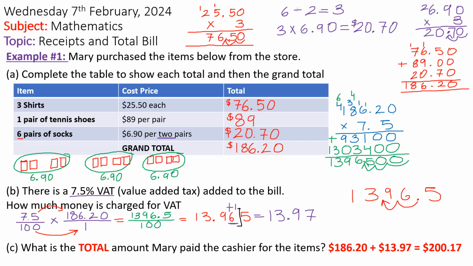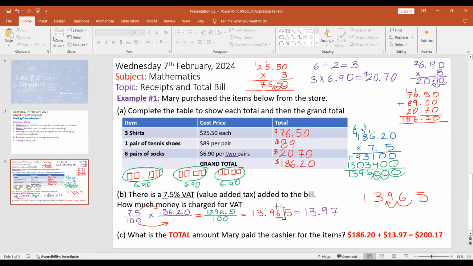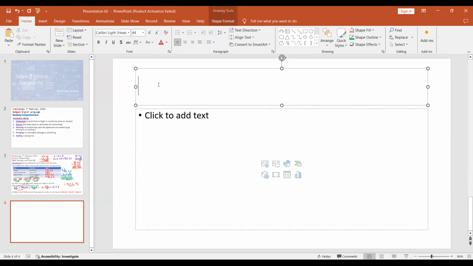All right, let's do one more, just to solidify what we learned here. All right, now I fully understand. Thank you so much. No problem. Example number 2.